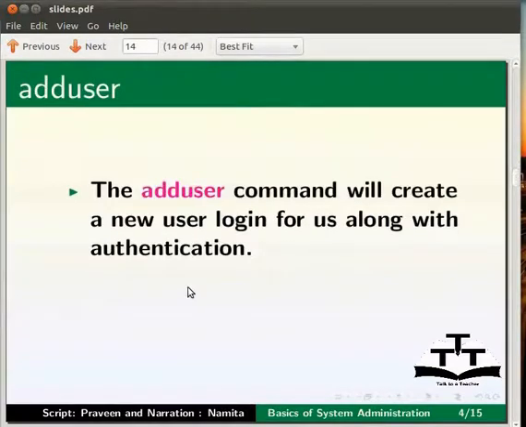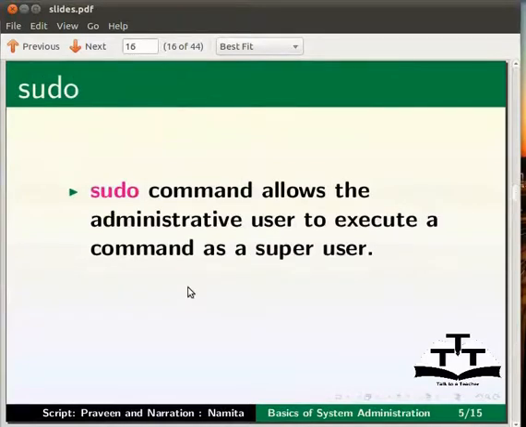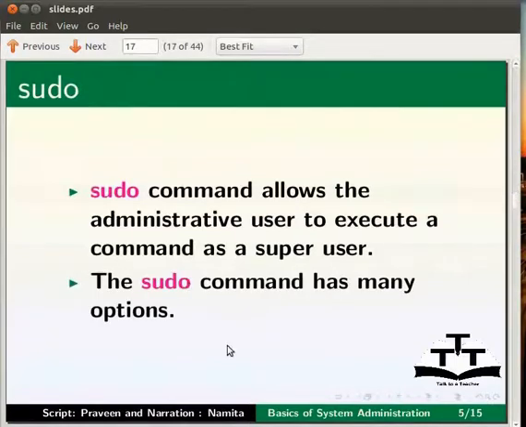Let us first learn how to create a new user. The adduser command will create a new user login for us along with authentication. We can add any user account with the help of the sudo command. Let me give you a brief explanation about the sudo command. Sudo allows the administrative user to execute a command as a super user. The sudo command has many options. We will learn about the options as we go further in this tutorial.